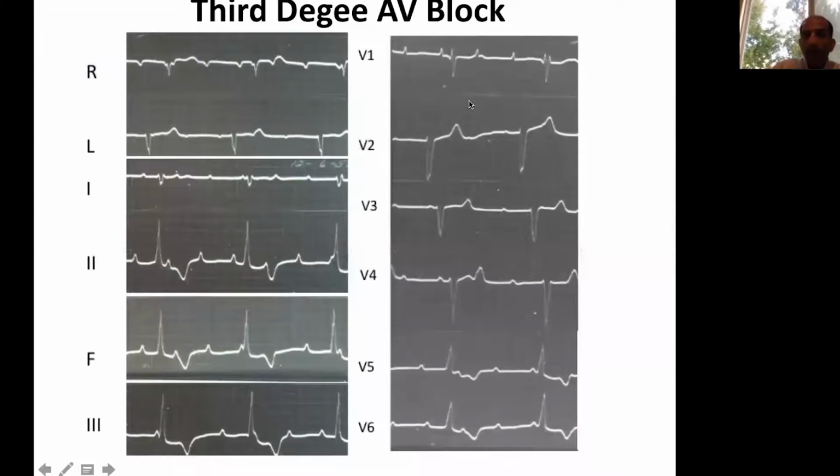And then the last thing, you can have complete block between the upper and lower chamber of the heart. In other words, the upper chamber is beating at a much faster rhythm and the lower chamber is beating at a slower rhythm, which has no relationship with the upper chamber rhythm. This is called third degree AV block. That means there are more P waves than the QRS complexes that are going through.